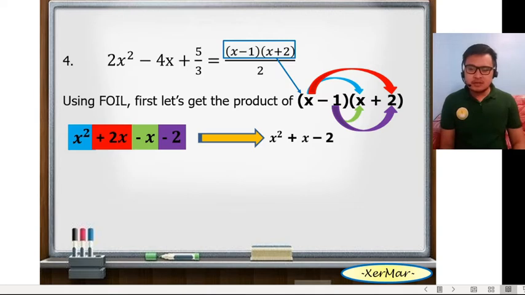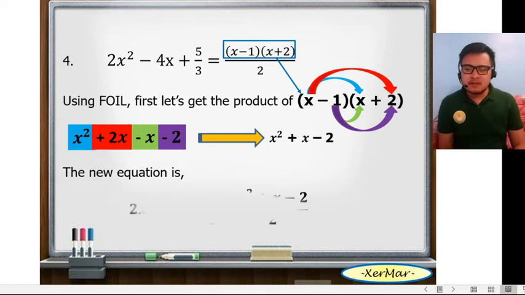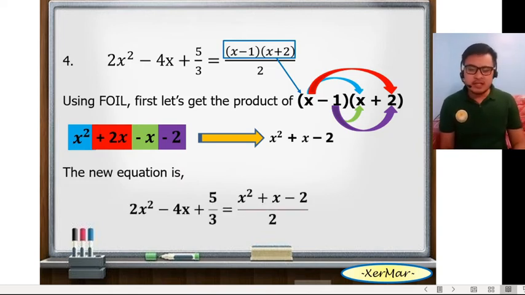Okay? So, itong 2x and negative x have different signs. So, we have to subtract and then copy the sign of the number with higher absolute value. Okay? So, next, we have to substitute. I-substitute natin siya. The new equation is, we have 2x squared minus 4x plus 5 over 3 equals x squared plus x minus 2 all over 2. So, pinalit na natin yung product.